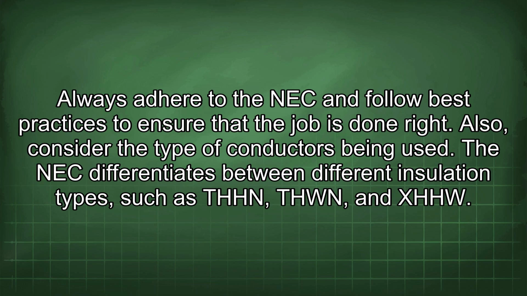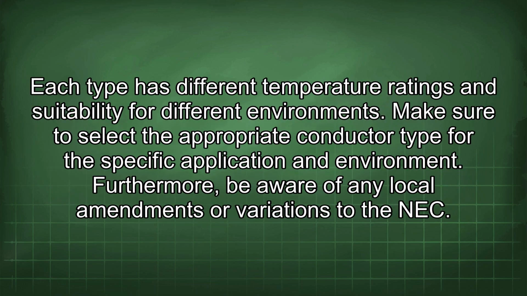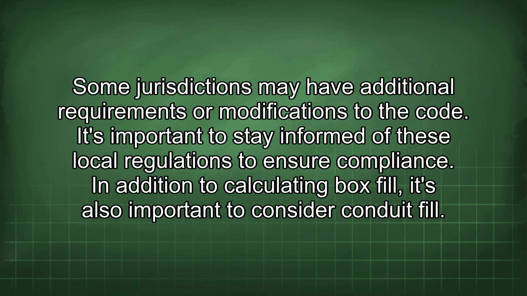Also, consider the type of conductors being used. The NEC differentiates between different insulation types such as THHN, THWN, and XHHW. Each type has different temperature ratings and suitability for different environments. Make sure to select the appropriate conductor type for the specific application and environment. Furthermore, be aware of any local amendments or variations to the NEC. Some jurisdictions may have additional requirements or modifications to the code. It's important to stay informed of these local regulations to ensure compliance.